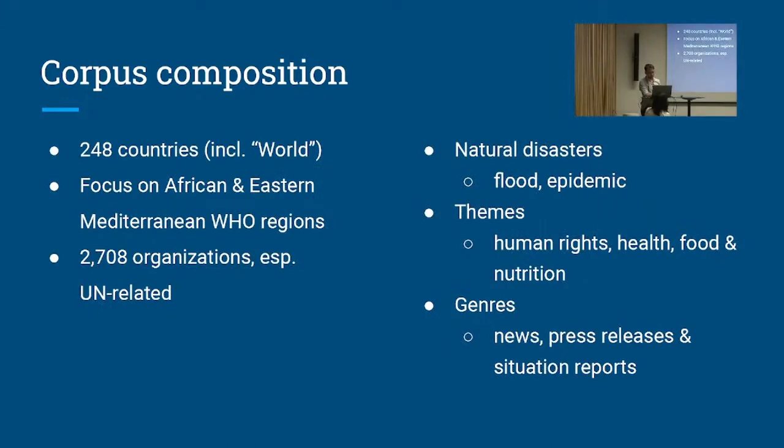Overall, our results showed that ReliefWeb, at least this corpus of ReliefWeb, treated roughly 250 countries, which mostly focused on African and Eastern Mediterranean World Health Organization regions, and included just under 3,000 different organizations with a clear focus on the United Nations. And as you'd expect, the main topics were natural disasters like flood and epidemic. It has central themes like humanitarian rights, health, food and nutrition, and the vast majority of those documents are news, press releases, and situation reports.